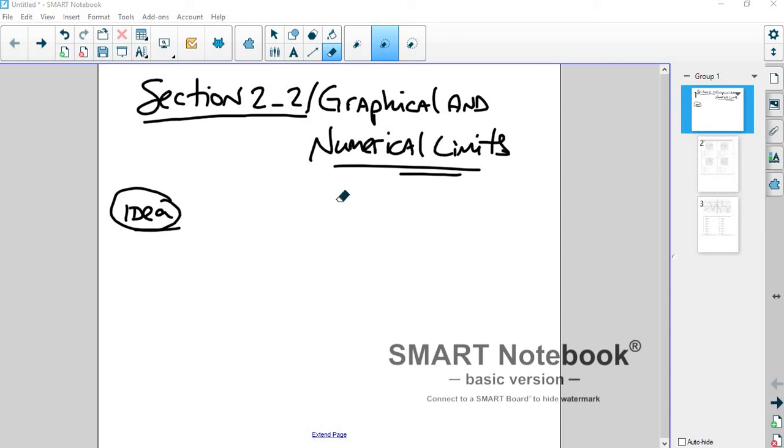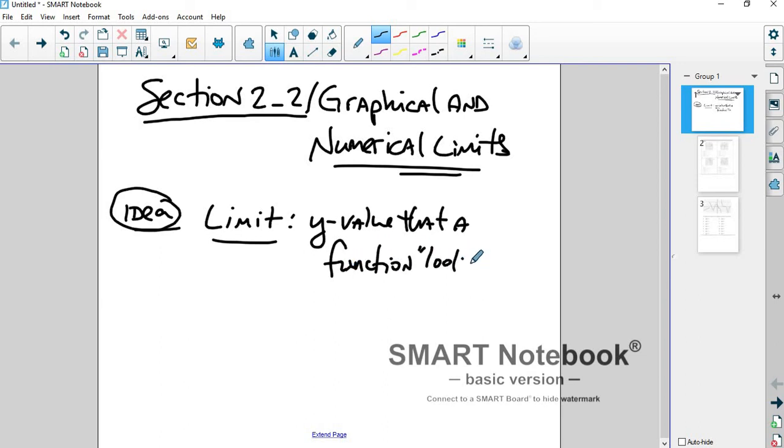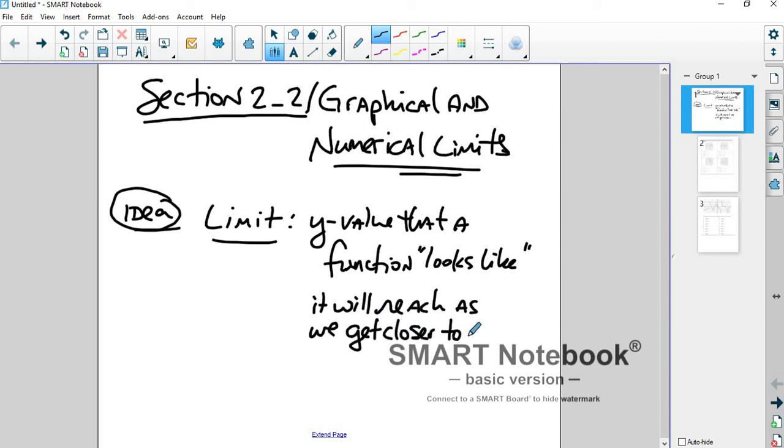So the idea of a limit: what is a limit? A limit is basically a y value that a function looks like it will reach as we get closer to a given x value. Okay, and so that's not a mathematical definition at all. I'm just trying to give you the idea.